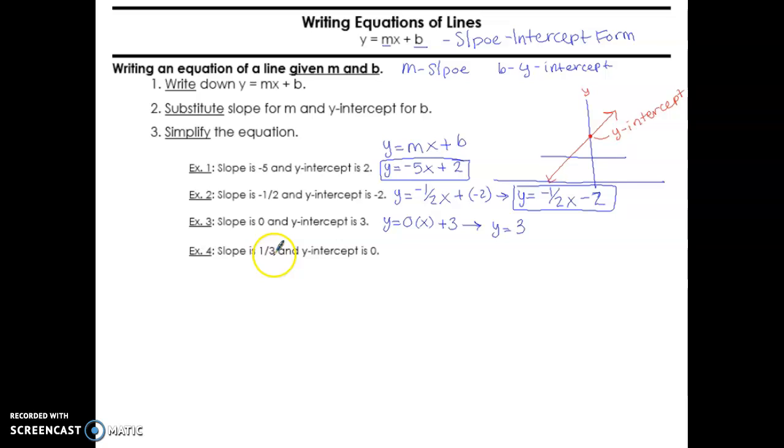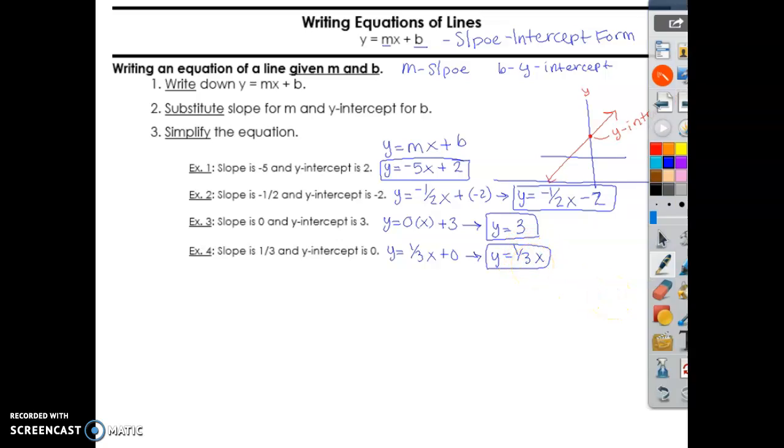And example 4: our slope is 1/3 and y-intercept is 0. So y is equal to, our slope is 1/3 times x, and our y-intercept is plus 0. That simplifies to y is equal to 1/3 x, and we can drop the plus 0 because if you add a 0 to any number, you just get that number itself, which is 1/3 times x.